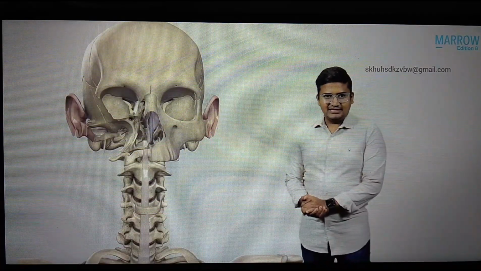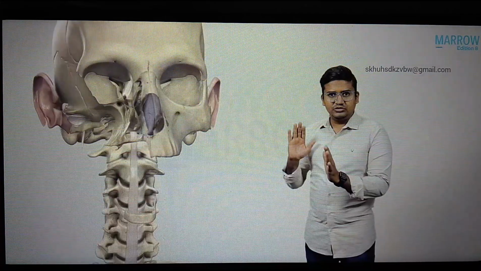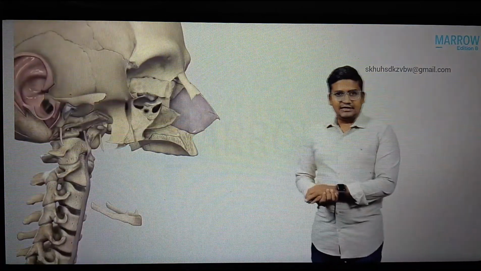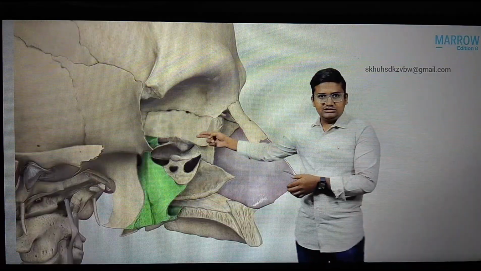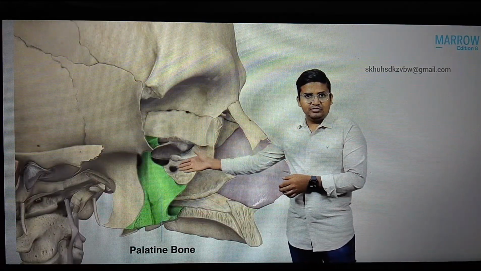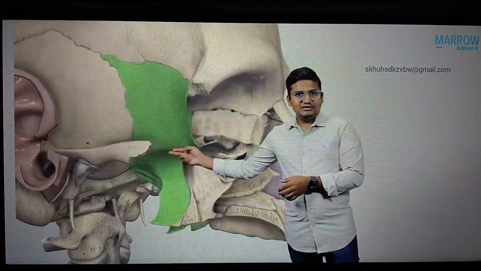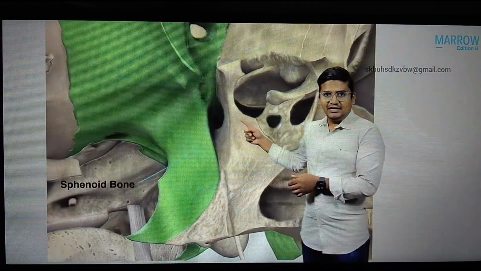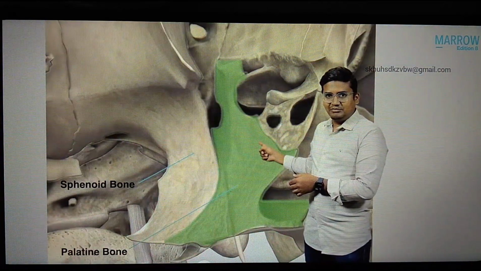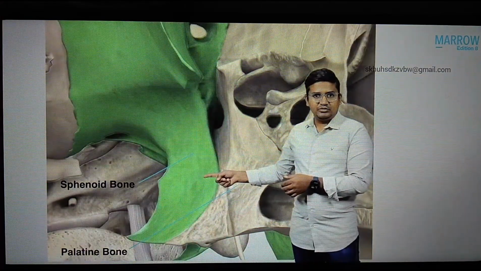Now we're going to rotate the skull. So now we're going to see the lateral view. Right. Now we're going to zoom this area. Now this bone, that is the palatine bone. Okay. And this bone, that is the sphenoid bone. Palatine bone and the sphenoid bone.